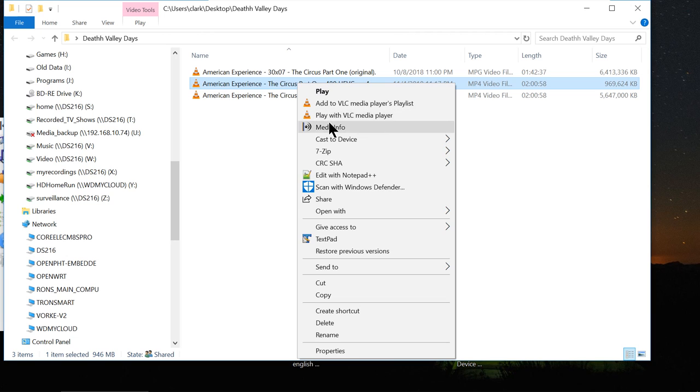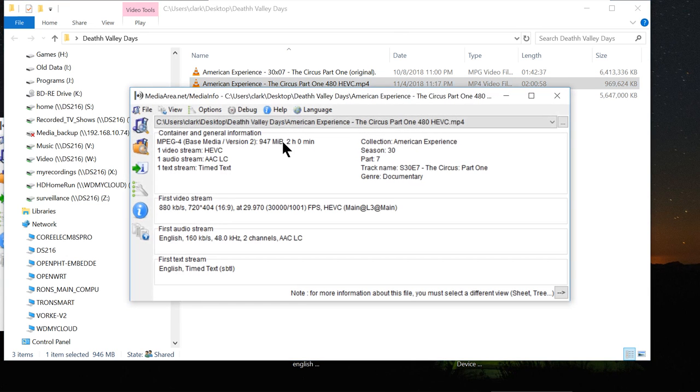I want to see how that looks on my TV. Now this one again, it's an MPEG-4 HEVC, but it's a 720 by 404, which is a very DVD quality. So it's a very low resolution. So I converted to that to see how it would look on my different TVs. So that's what I did there.